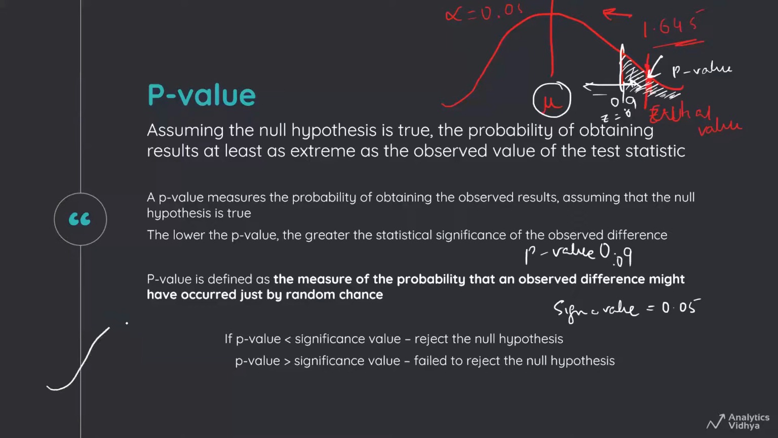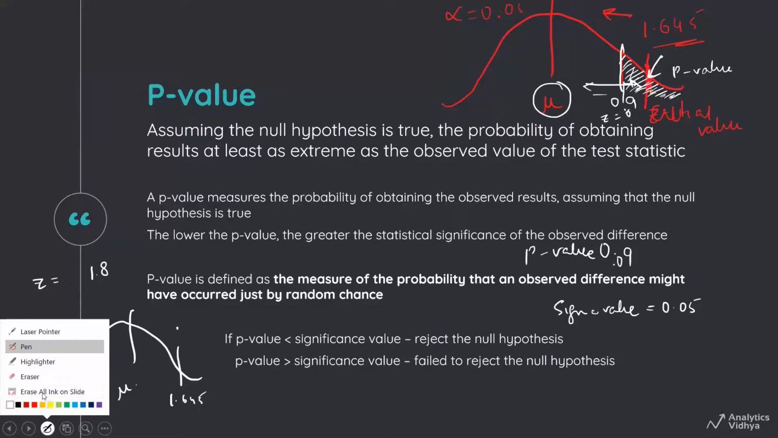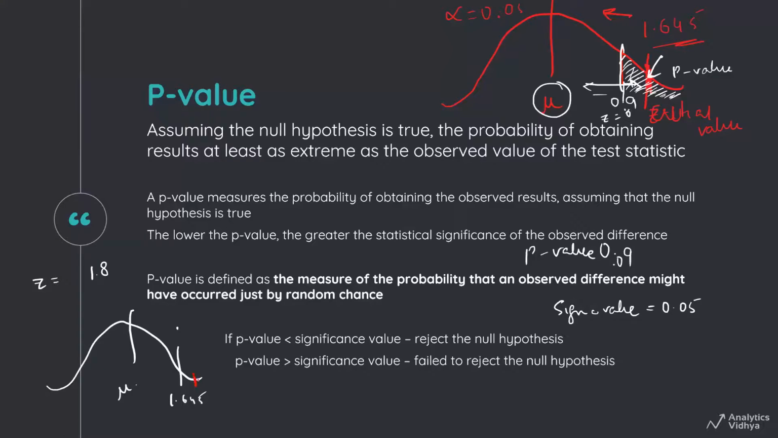A similar example, let's take the same scenario where you have mu, your critical value is 1.645, and your z statistic came out to be 1.8. So the 1.8 value will be somewhere around here, and your p-value for this z statistic, say, would be 0.02, the probability in this region.